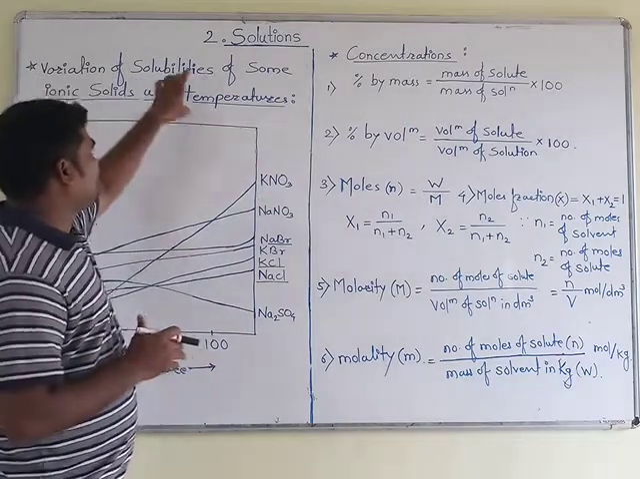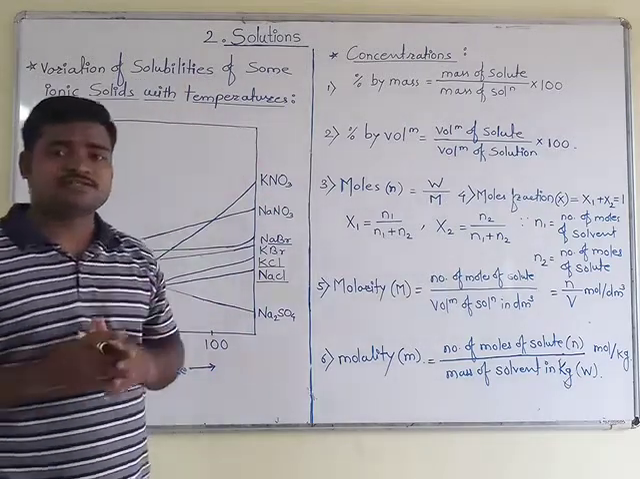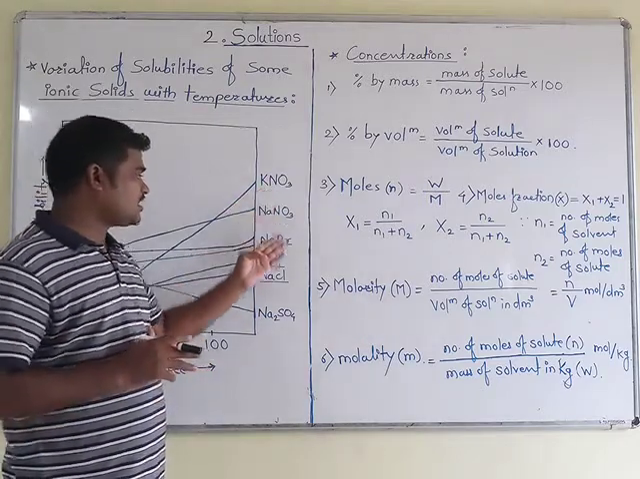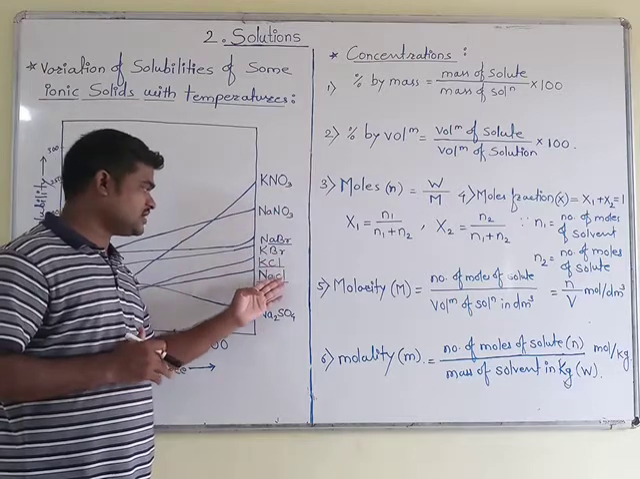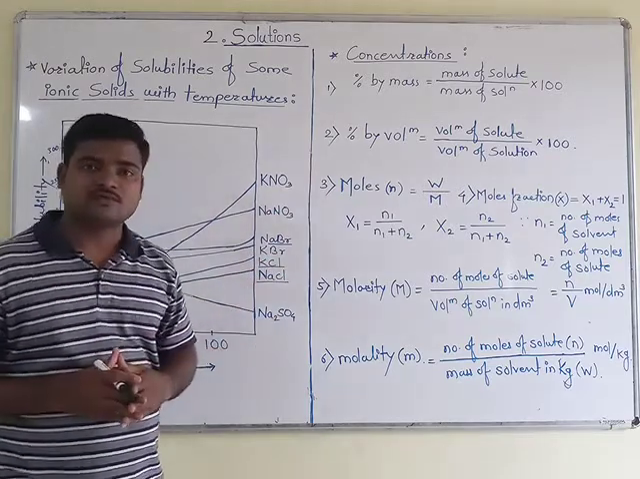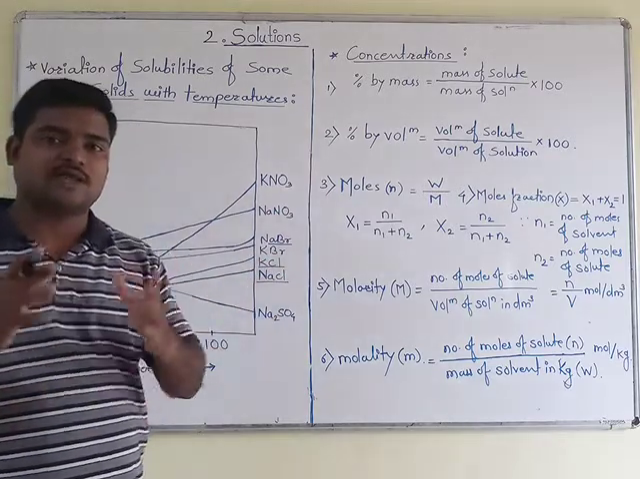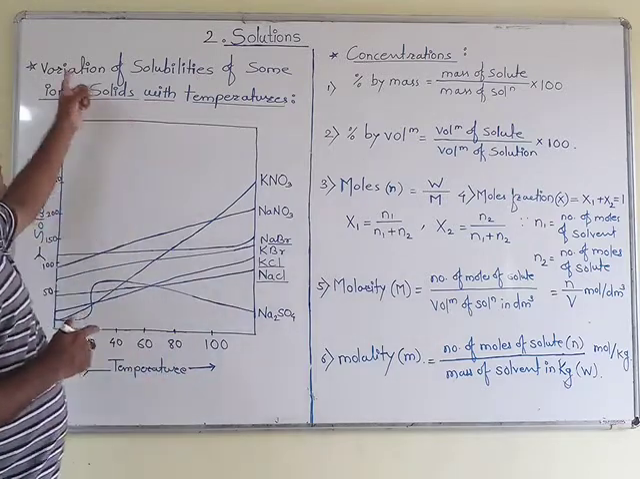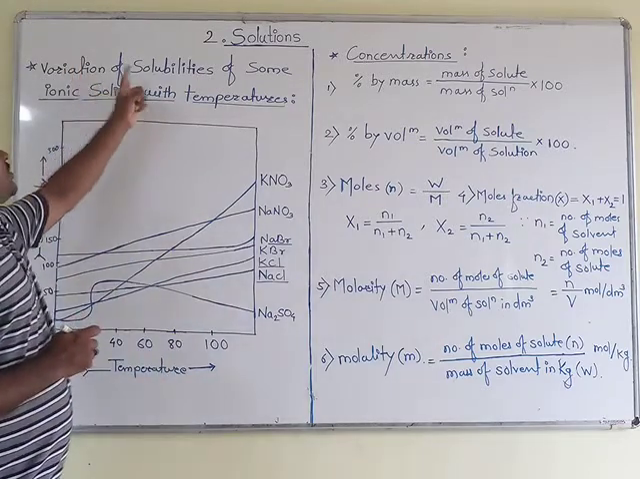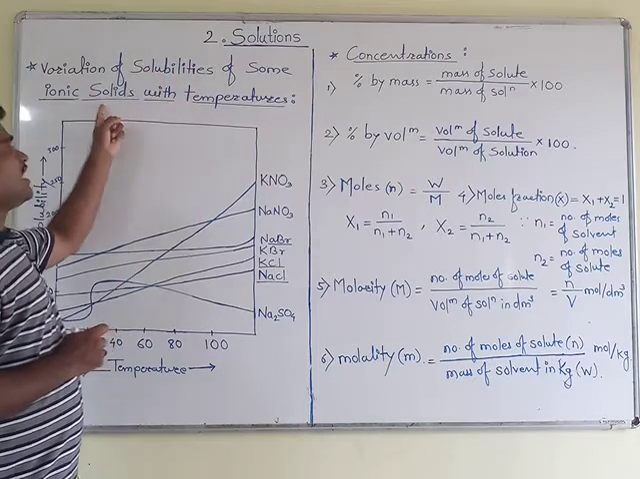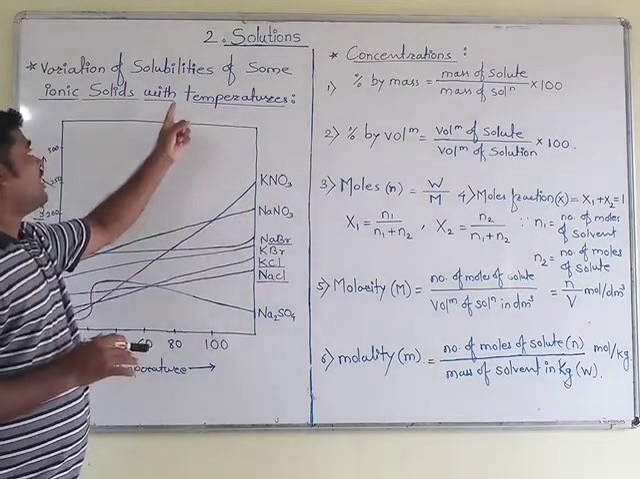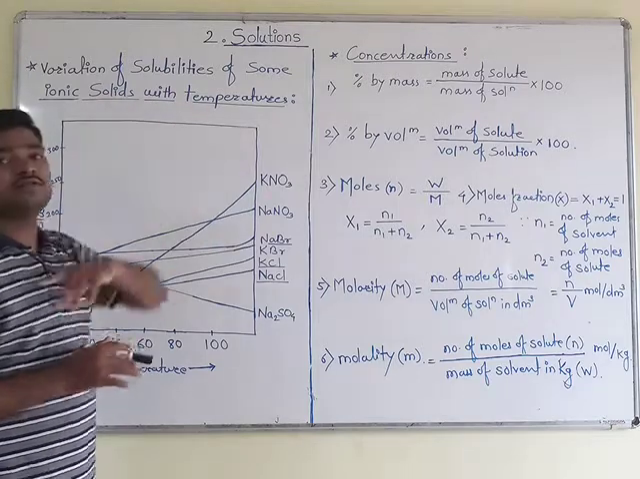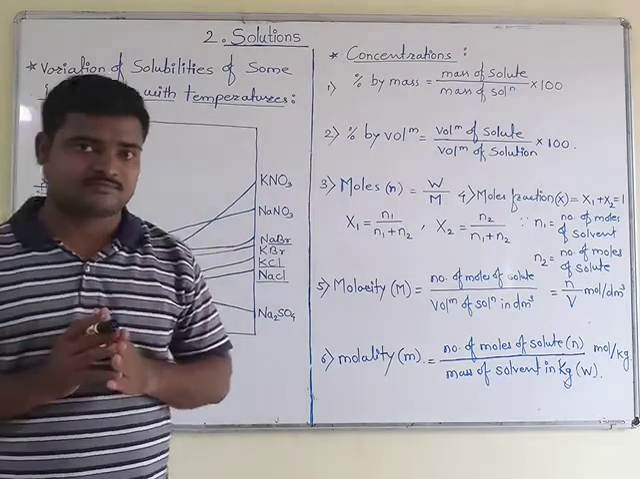According to this topic, we have considered some different ionic salts here: KNO3, NaNO3, NaBr, KBr, KCl, NaCl, and sodium sulfate. All these are nothing but ionic salts. Now what do we have to study? The variation of solubilities of some ionic solids. All these are ionic solids, and we have to study this variation with temperature.